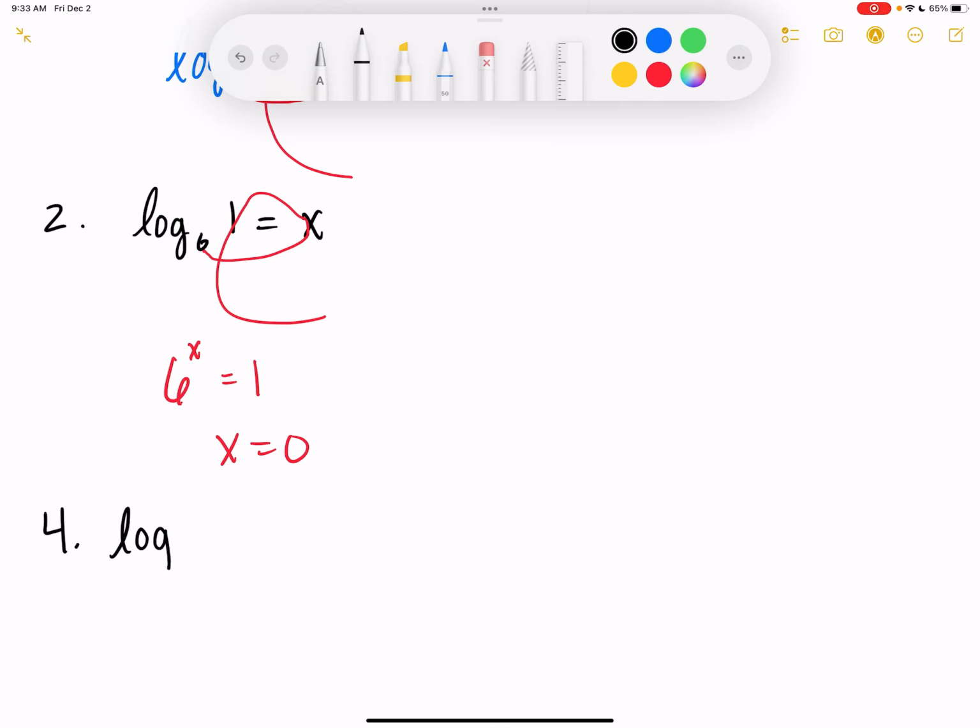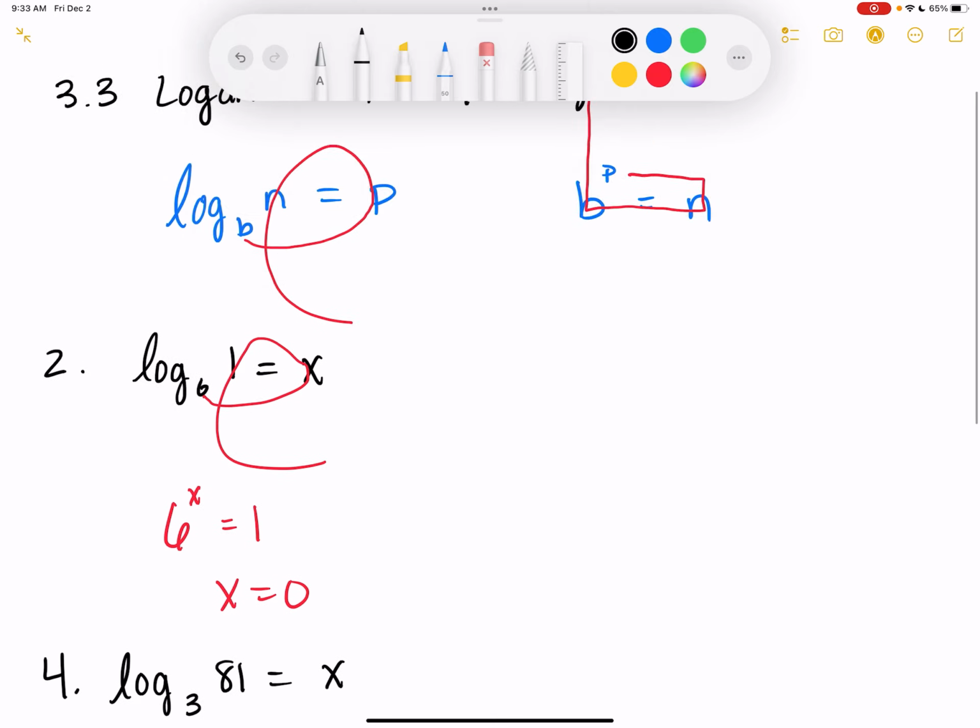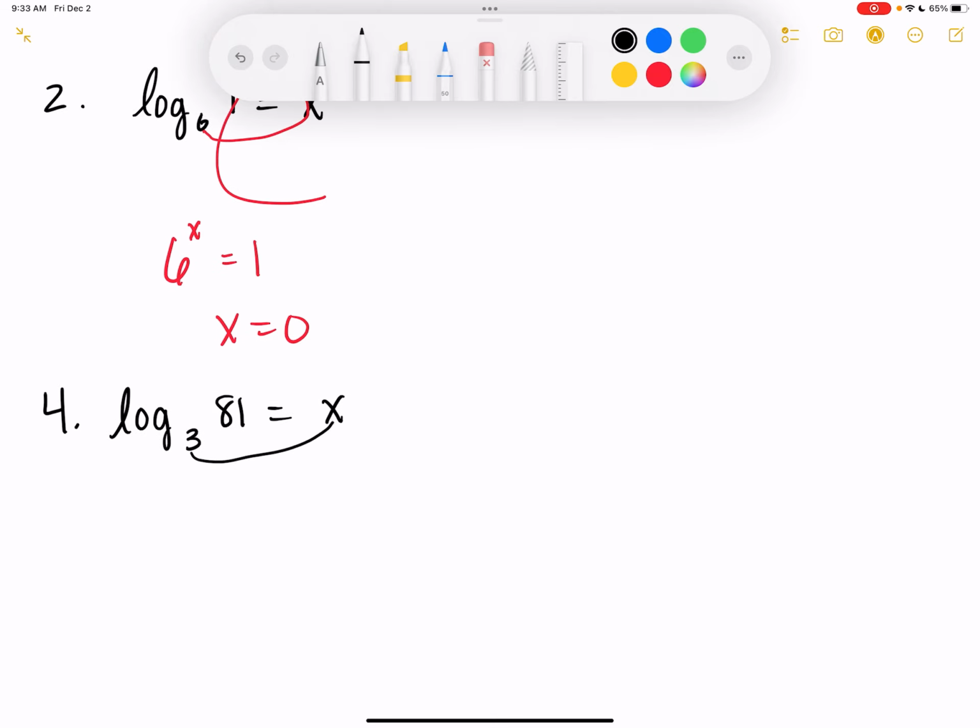For log base 3 of 81, like I said, I always write the equals x part. Now, there's a couple ways you could do this. I'm going to do the exponential way first, and then I'm going to show you the other way that uses one of the properties. We're going to have 3 raised to the x is equal to 81. So we're thinking, 3 raised to what power is equal to 81?